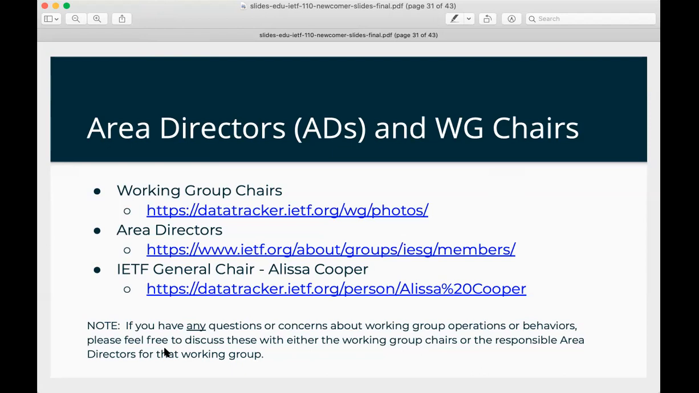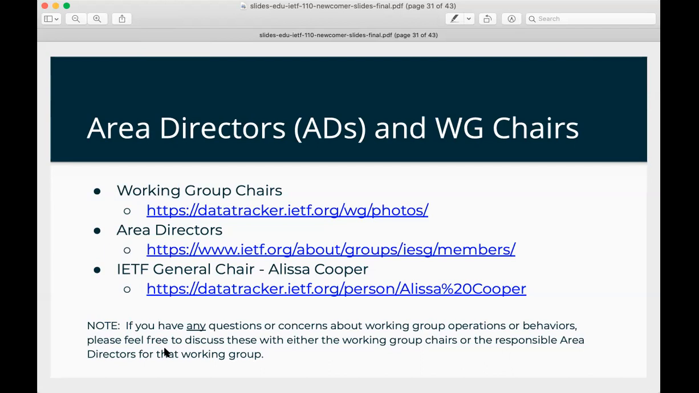And then you have the IETF general chair, which is currently Alyssa Cooper. And she is the area director of the general area, and she's also the general chair of the whole IETF. This presentation doesn't get into this, but we have a whole NOMCOM process that goes into how our leadership is selected. Every March meeting, we have a turnover of some percentage of that leadership.